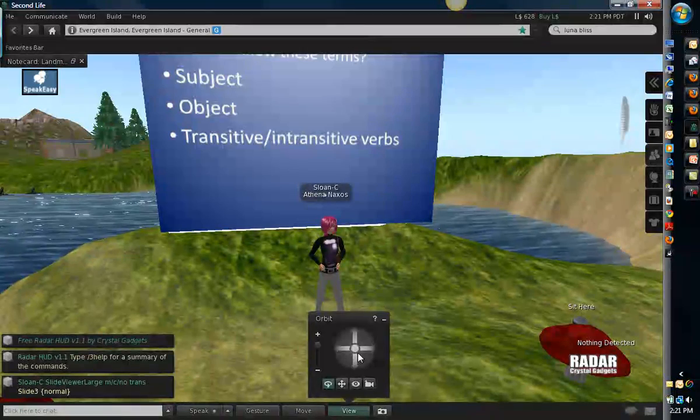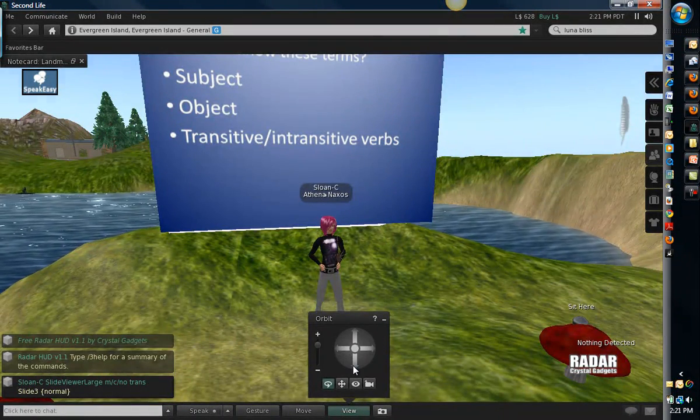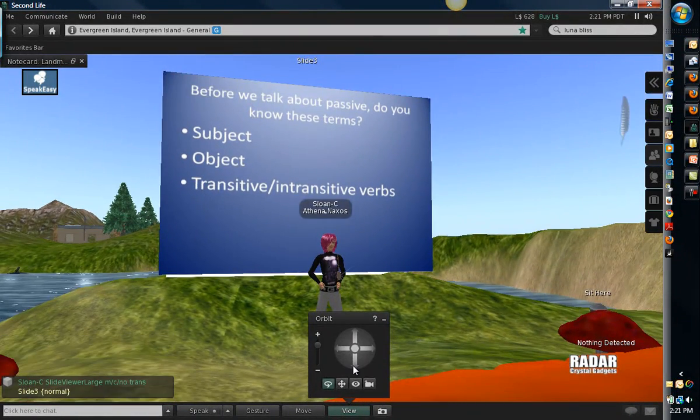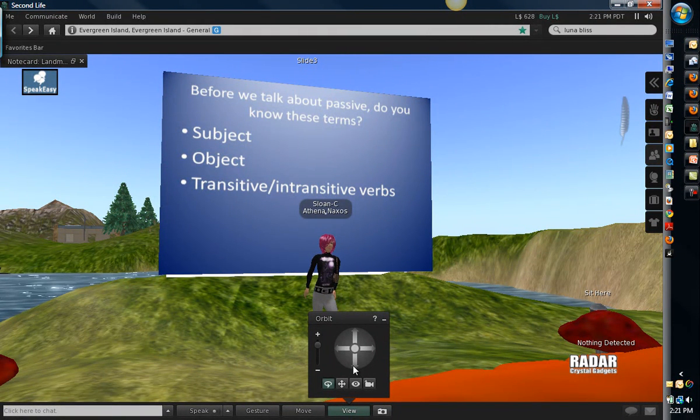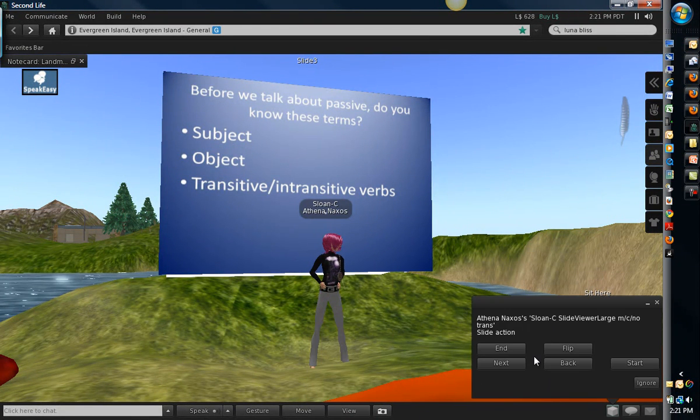Some other important terms you should know are subject, object, and transitive and intransitive verbs. Do you know the subject of the sentence? The subject of the sentence is a person, place, or thing, and it's the first word in the sentence. The object receives the action of the verb, and transitive and intransitive verbs are verbs that do or do not take an object.